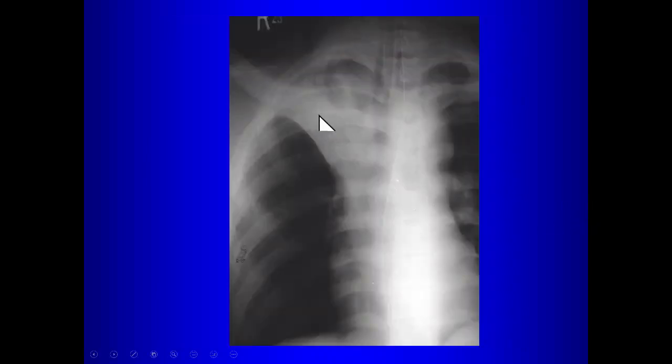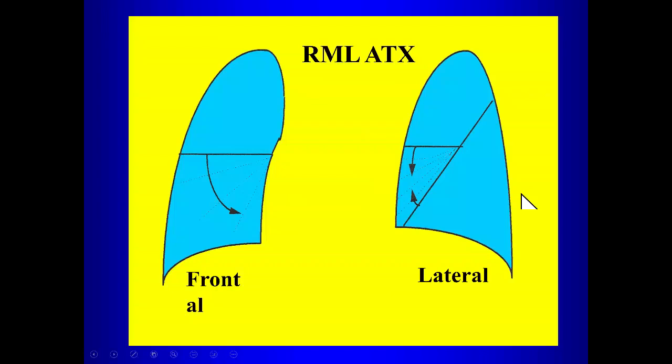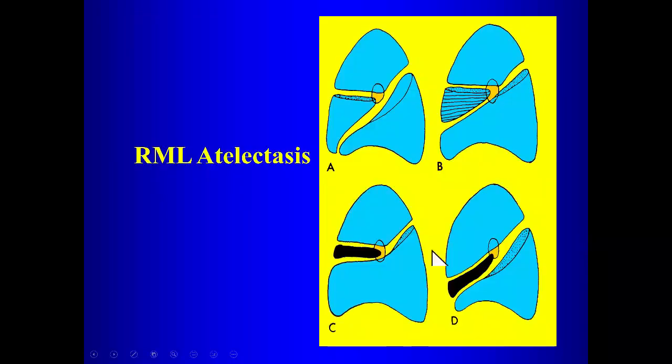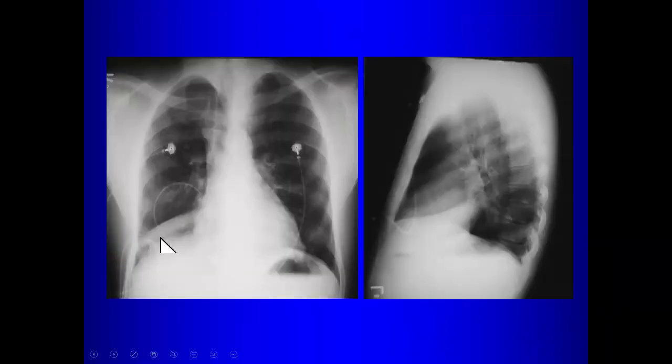And they tend to all look like this, right upper lobe collapse. When we have right middle lobe atelectasis, the right middle lobe collapses between the right upper lobe and the right lower lobe, so it kind of gets pancaked or sandwiched in there, and you might have an opacity that can be triangular on the lateral view, superimposed on the heart.